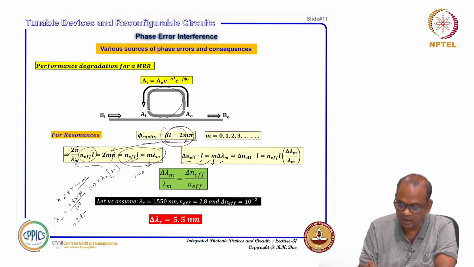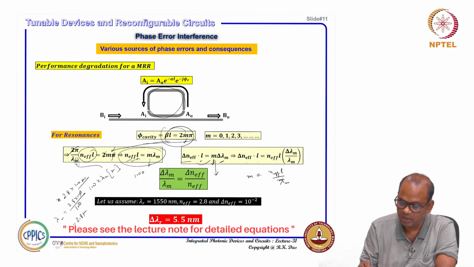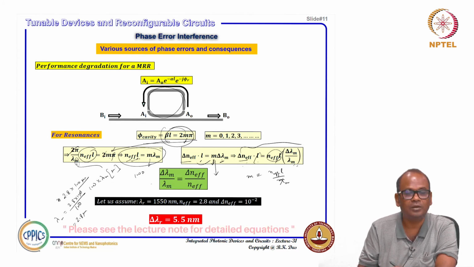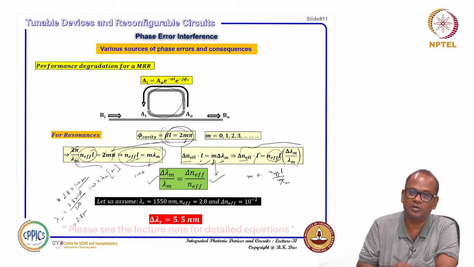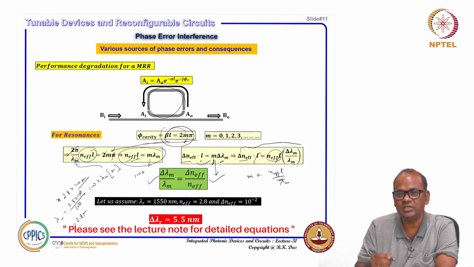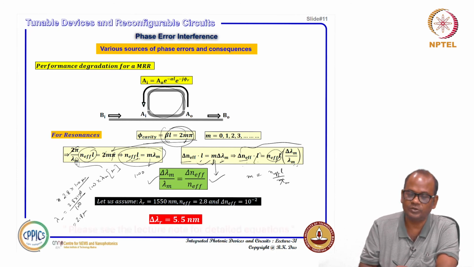So delta N effective times L equal to m, again I can write m is equal to N effective L by lambda m. Instead of m, I am considering N effective L by lambda m, and delta lambda we are writing. So this is simply m I replaced. And then if you compare these two things, L cancels, and I can consider delta N effective by N effective equal to delta lambda m by lambda m. So that means a slight differential change in your effective index or dimensional error, then you can find out how much resonance shift can happen in a ring resonator.